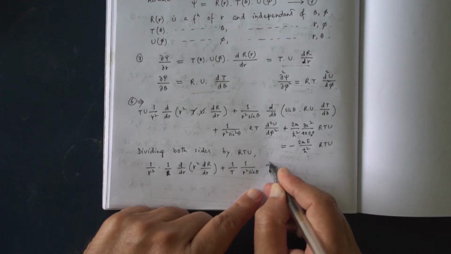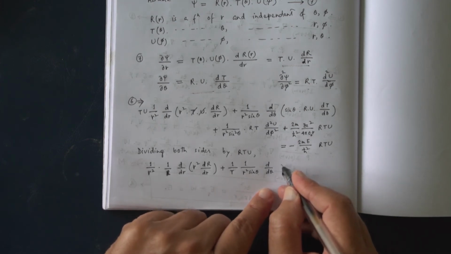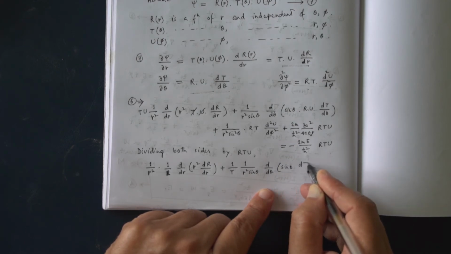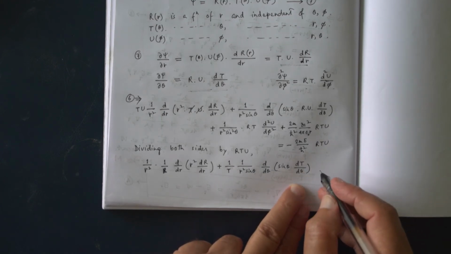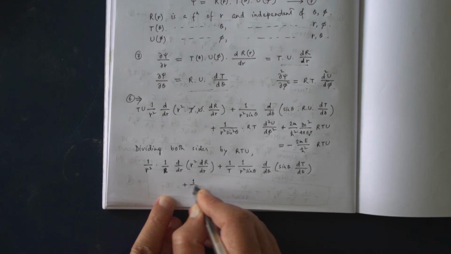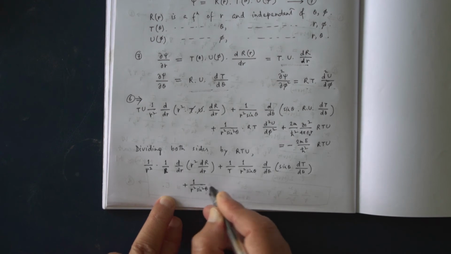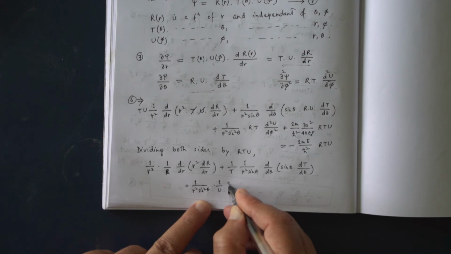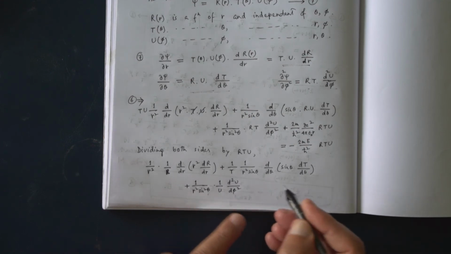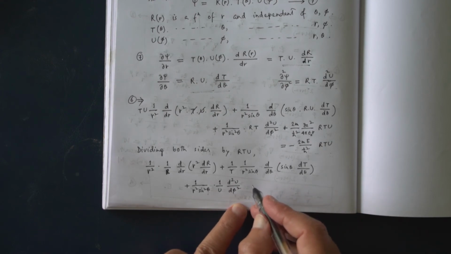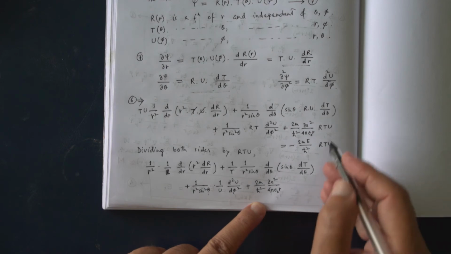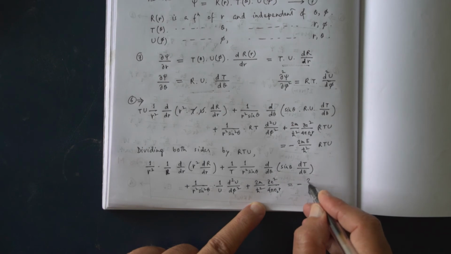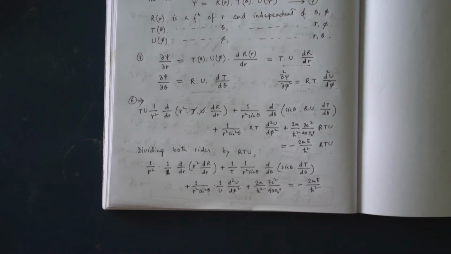1 by r square sine theta d/d theta of sine theta dT/d theta, then plus 1 by r square sine square theta into 1 by U d2U/d phi square, plus 2m by h bar square Z square by 4 pi epsilon naught r, this will cancel out, equal to minus 2mE by h bar square. So we are getting this.